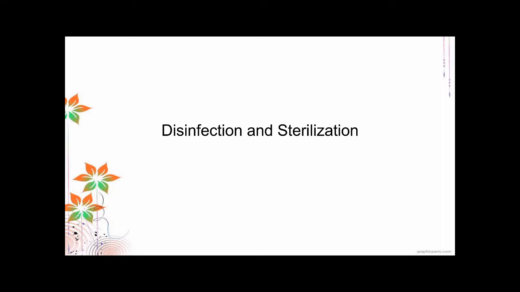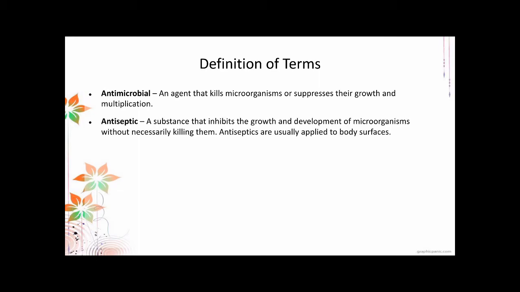So for disinfection and sterilization, let's first define some terms. What is antimicrobial? Antimicrobial is an agent that kills microorganisms or suppresses their growth and multiplication. So when we talk about antimicrobial, it doesn't 100% kill. It sometimes just suppresses their reproduction. Antiseptic. Antiseptic is a substance that inhibits the growth and development of microorganisms without necessarily killing them. So antiseptics are usually applied to body surfaces.